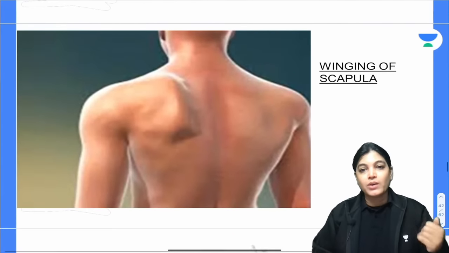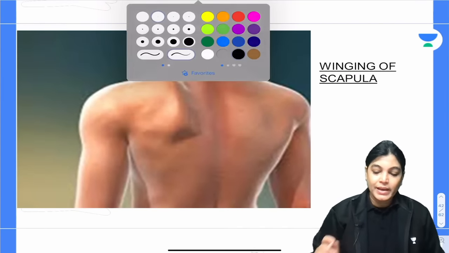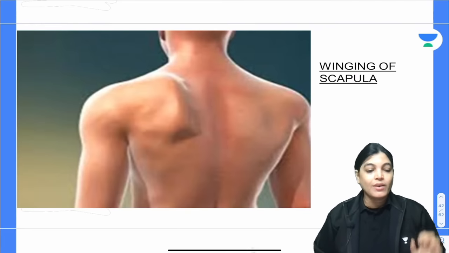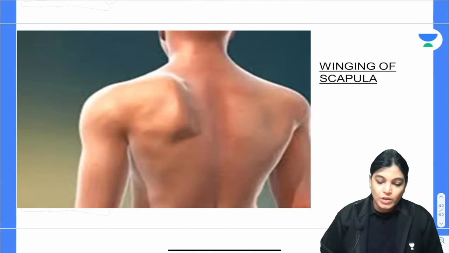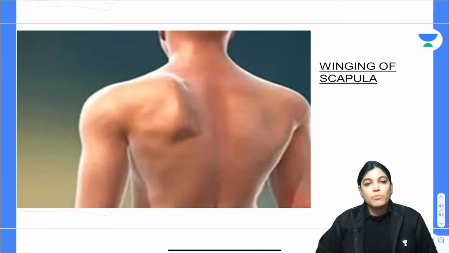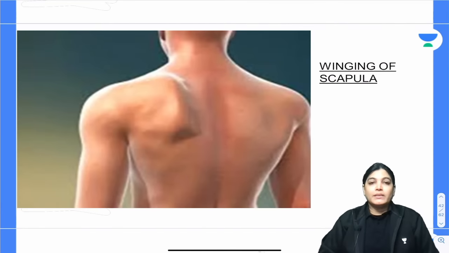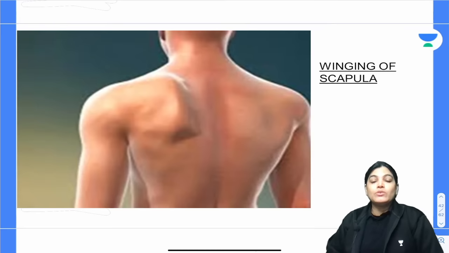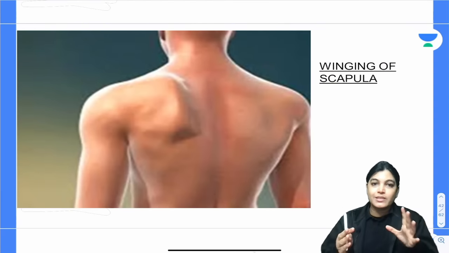Now let's talk about clinical anatomy of the serratus anterior muscle. Winging of scapula. My dear aspirants, when we were talking about the action of serratus anterior muscle, we saw that it keeps the medial border of scapula towards the chest wall. But if it is injured by injury to long thoracic nerve, which is the nerve supply of serratus anterior muscle, the medial border of scapula is not kept against the chest wall.